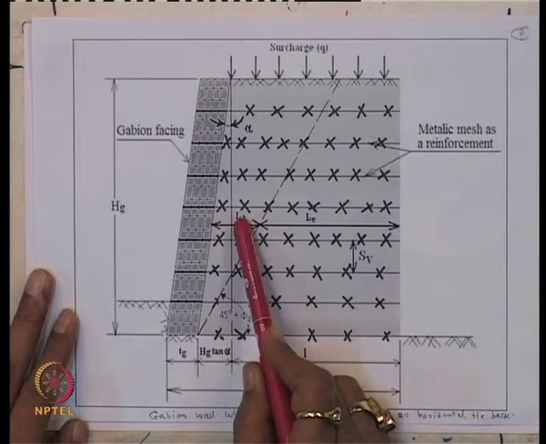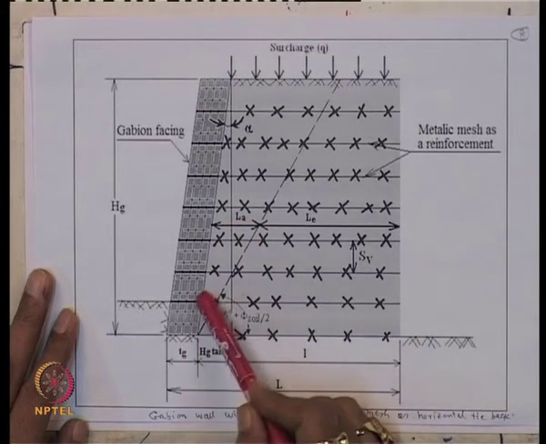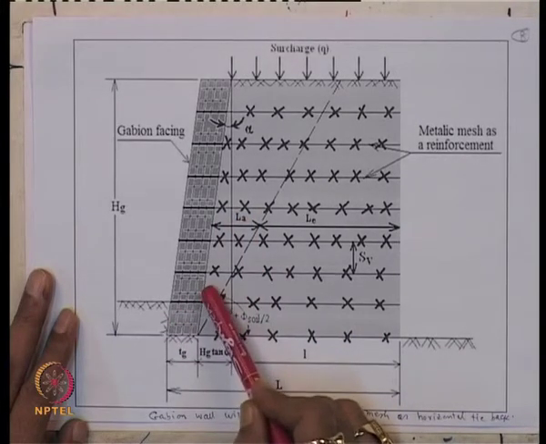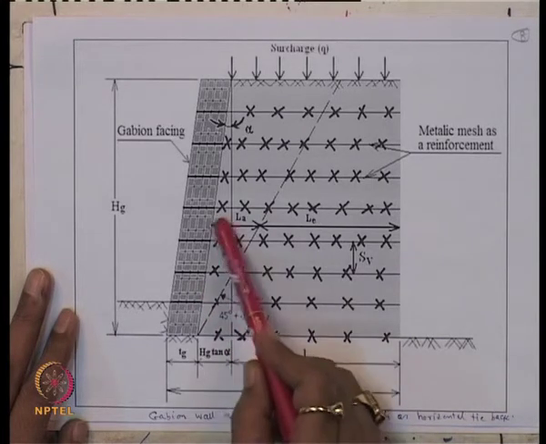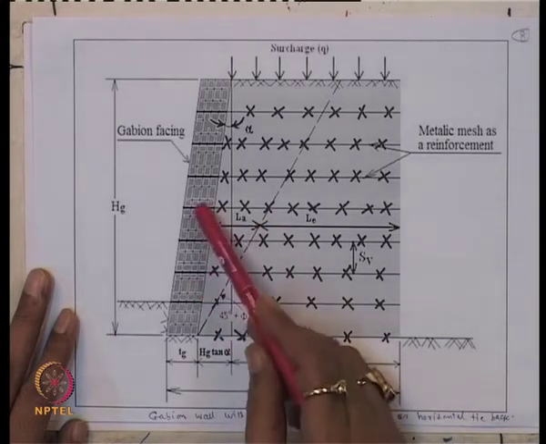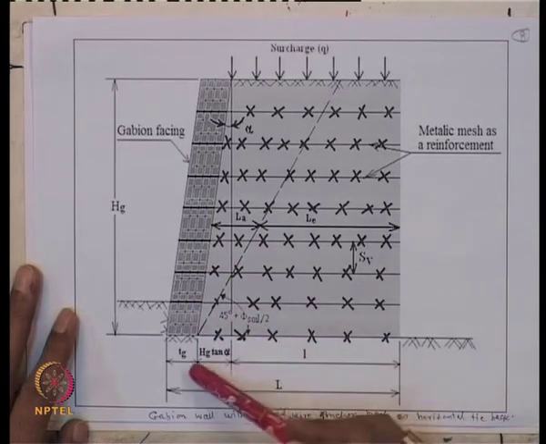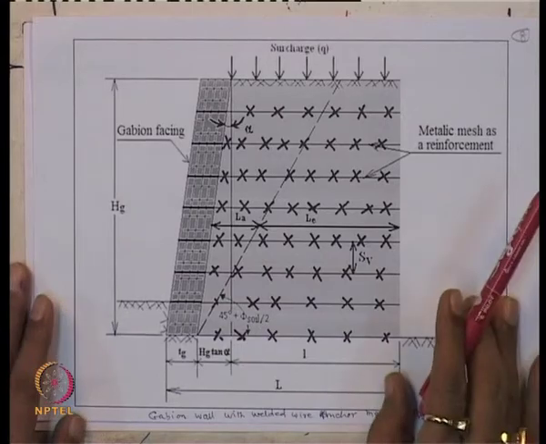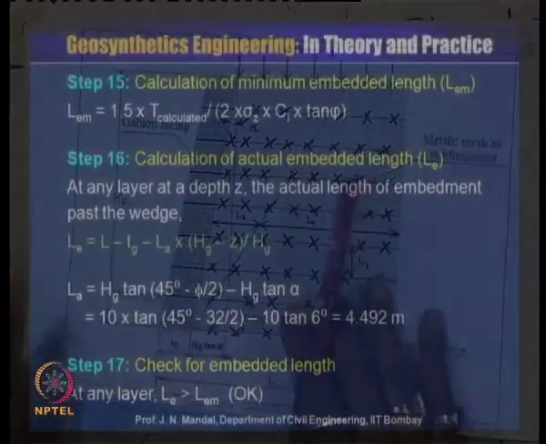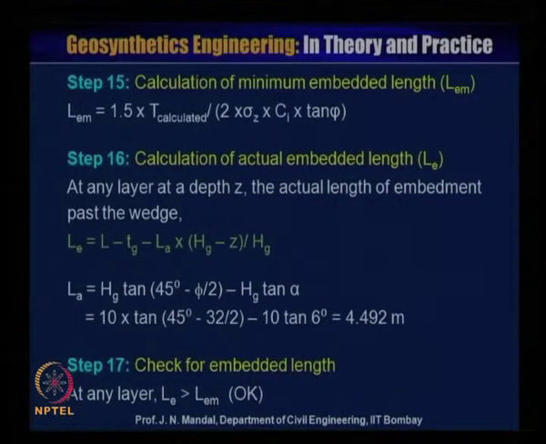So, this angle is 45 degree minus phi by 2. So, LA will be equal to Hg into tan(45 degree minus phi by 2) minus Hg into tan alpha. So, you can calculate it from this. So, we can obtain that LA at Hg is equal to 10 tan(45 degree minus phi by 2) minus 10 tan alpha, the value is 4.492 meter.